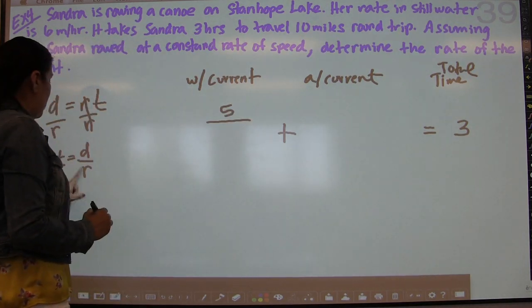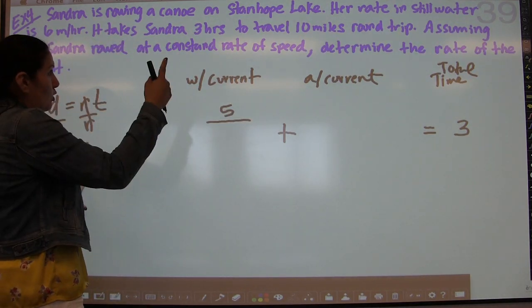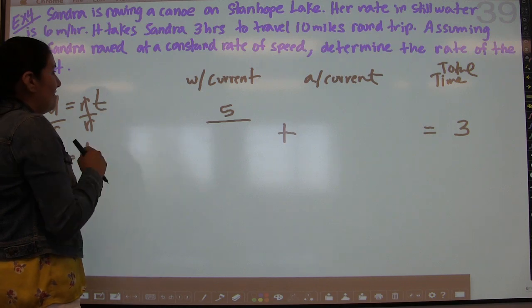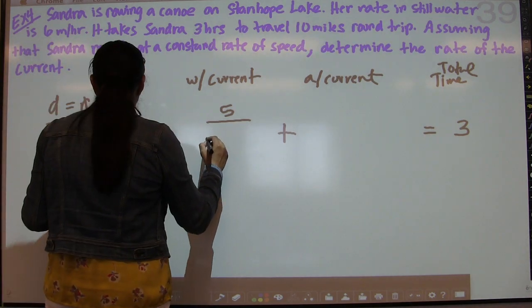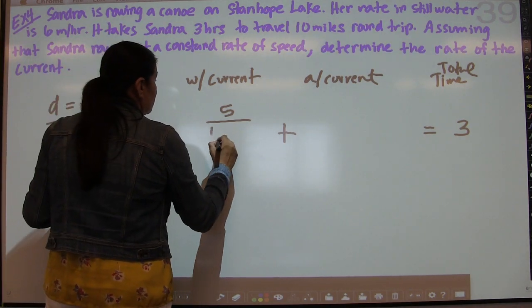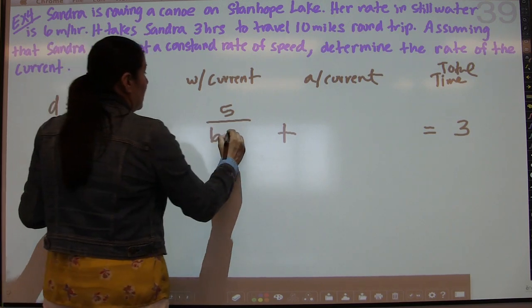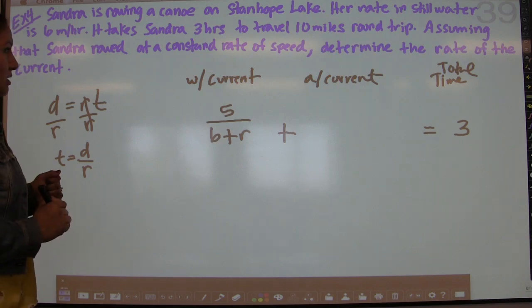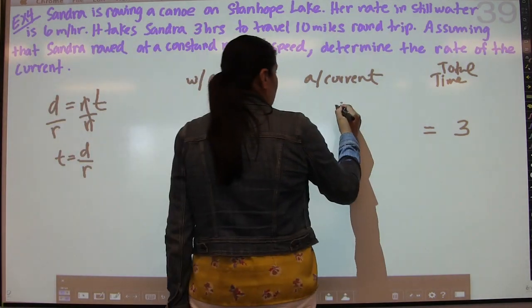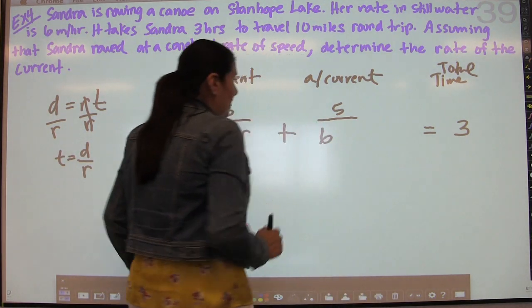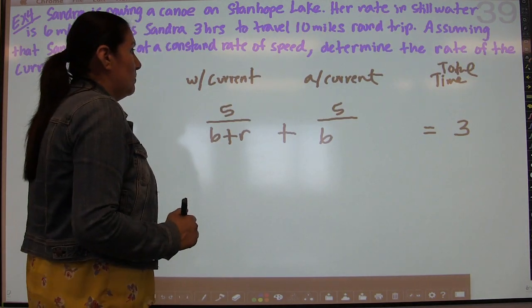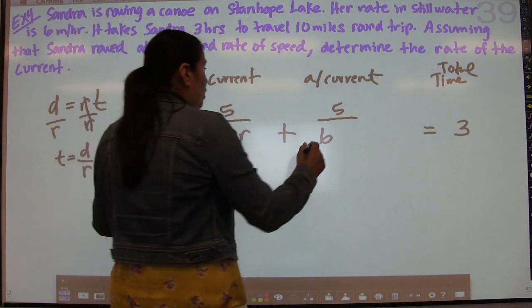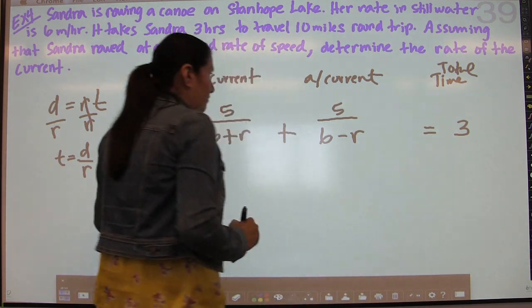divided by the rate. And if we call the rate in still water R, then with the current, you're going to have 6 miles per hour plus the rate of the current, because it's helping you. And then over here, you're going to have 5 over 6. You're still going at 6 miles per hour, but now because the current is against you, you're going to subtract the rate of the current.